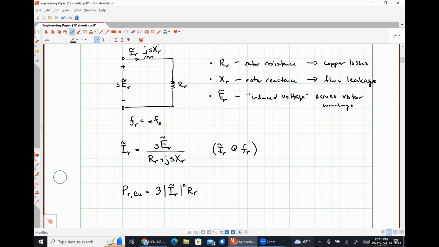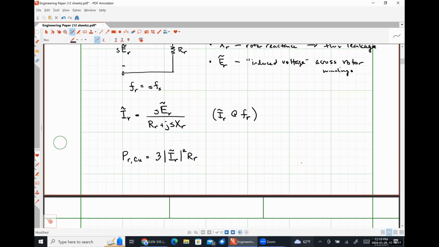Now, the problem with this per se is that it looks like the power absorbed by our rotor is independent of the slip that we have. And that literally can't be true because the more loaded our motor is, the more losses it should have and the greater our slip should be. And this equation effectively says the slip doesn't matter, which we know physically can't be correct, right? So we are going to fix things a little bit here.